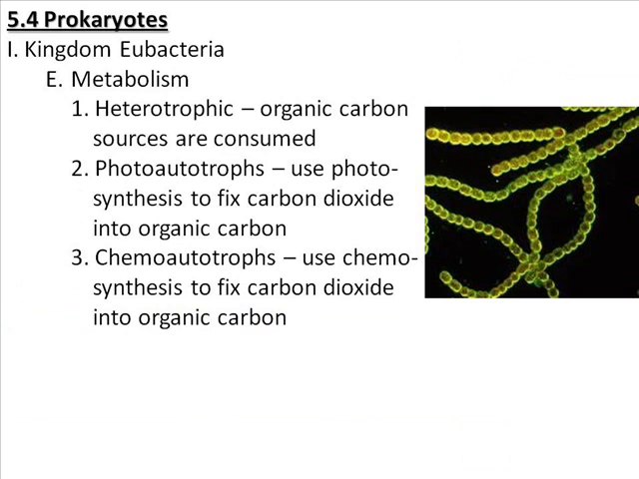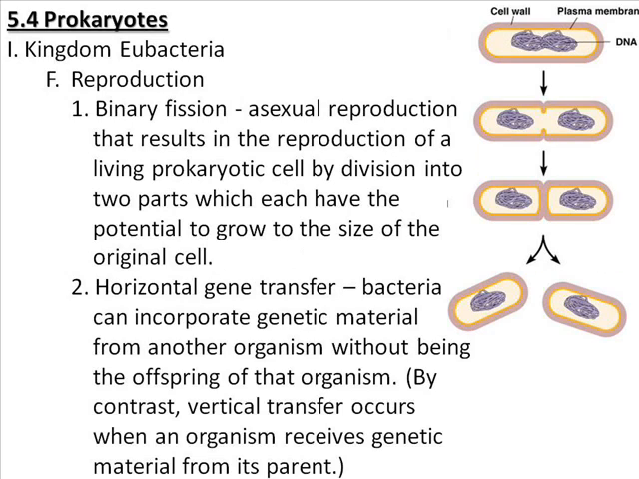Bacteria also have various forms of metabolism. This is, of course, different than us because we are strictly heterotrophic, being that we consume our food. Now, bacteria can be heterotrophic, as you can see in this slide. They would consume their organic carbon sources. But they could also be photoautotrophs. Some bacteria do this by fixing carbon dioxide into organic carbon that they use for food. And they would use photosynthesis for doing this. Some bacteria are also chemoautotrophs, where they do the same thing. They fix carbon dioxide into organic carbon, but rather they use chemical energy or chemosynthesis to do this.